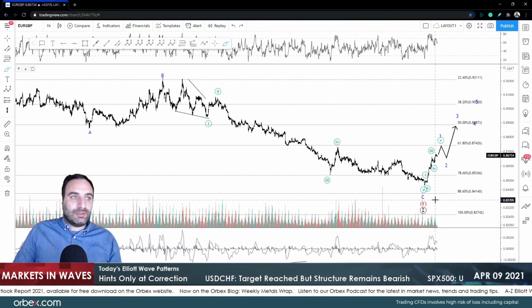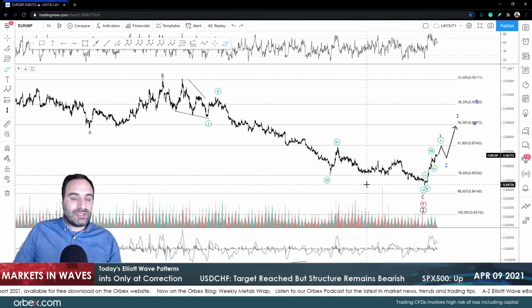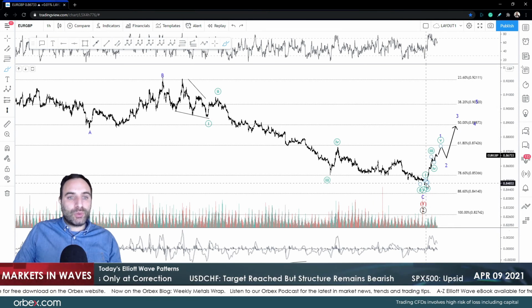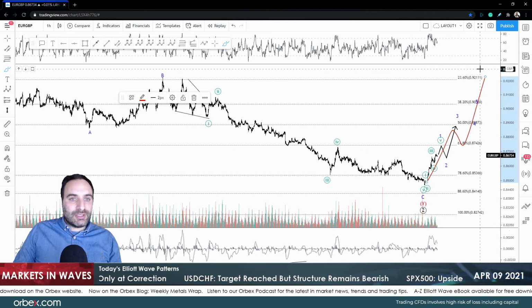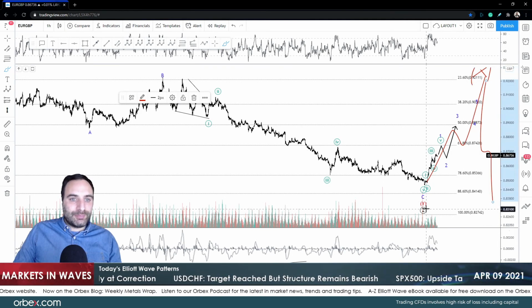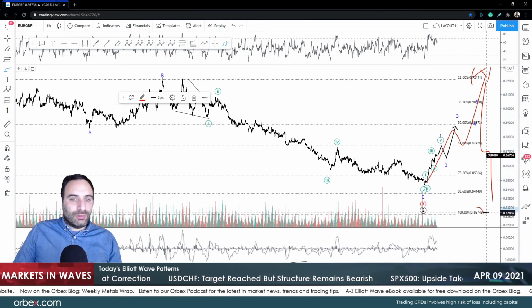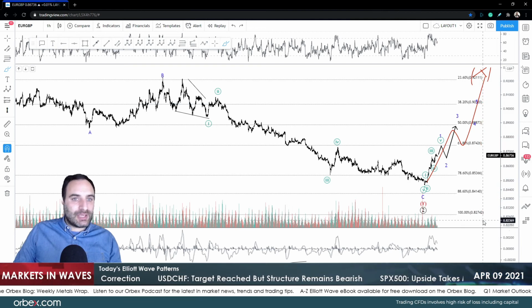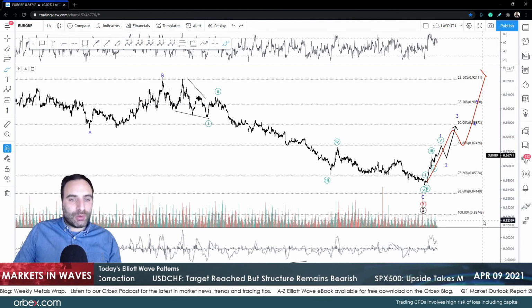Now the other scenario, guys, is an ABC in a Y, in a WXY, so we could get another ABC for an X, the final X, and then another ABC for wave Z, so that could be a triple zigzag. But in either case, the upside in the short to near term is quite expected.